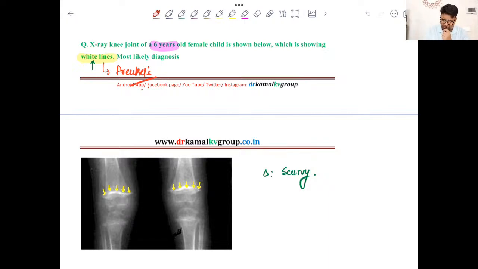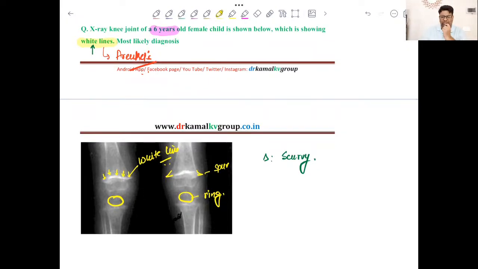And then apart from that, you can also see the Wimberger ring sign, and then also you can see the Pelkan spur. So if you look here, you can see the spur, right? So this is the spur, this is the ring, and this is the white line. So these are the three important X-ray features in a case of scurvy. So it's pretty easy. Just make sure that you don't mix up again, right?